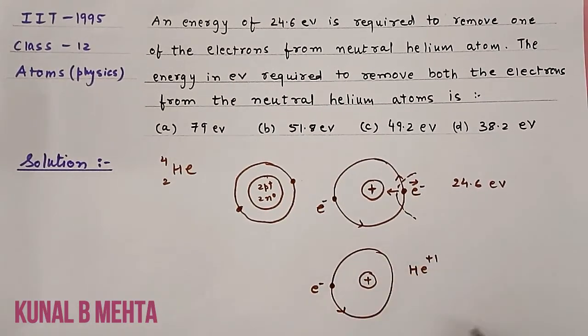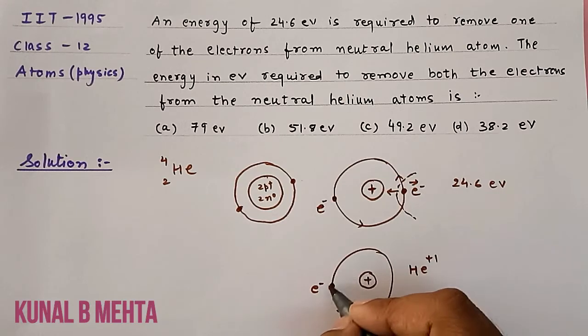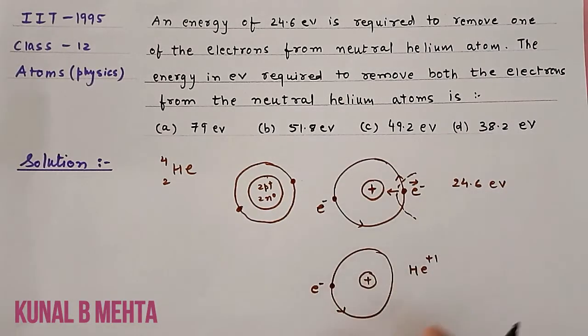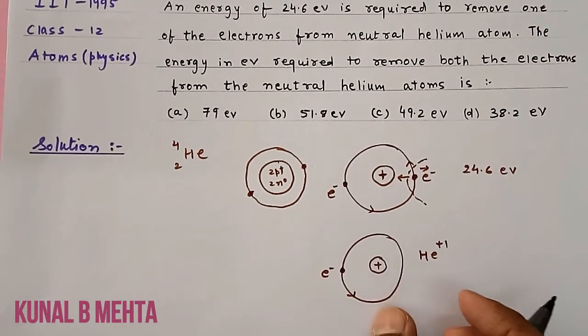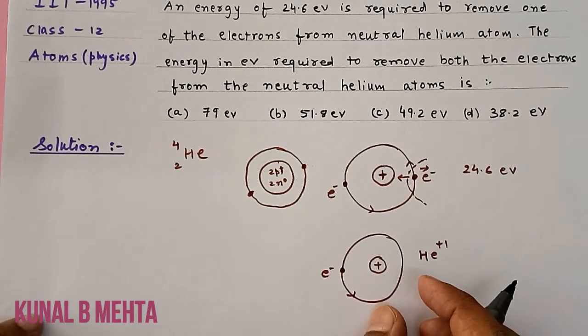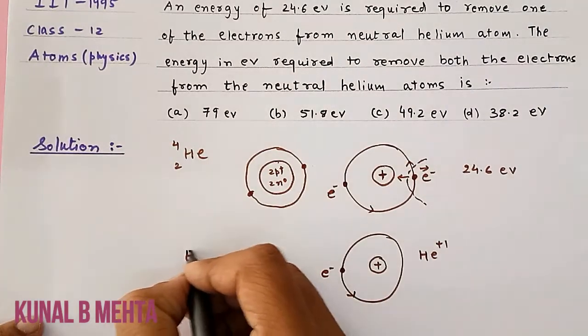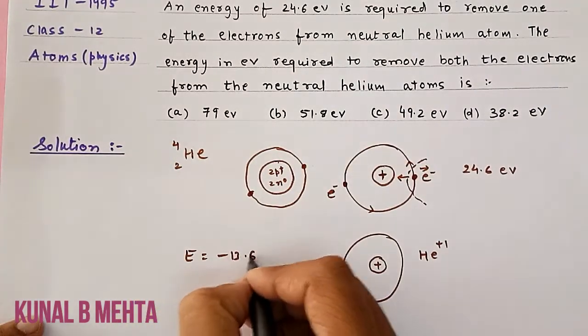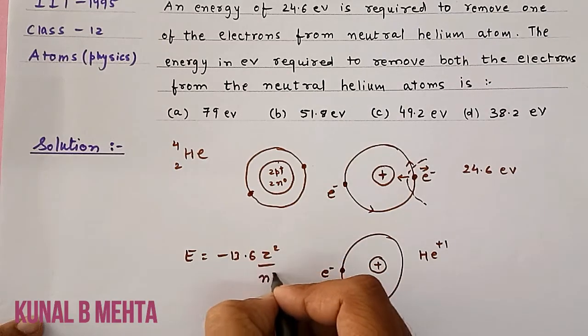So now this is called a hydrogen like atom because it has got only 1 orbit, and that too 1 electron in it, so they are called hydrogen like atoms. So we can apply the formula of energy. E is equal to minus 13.6 Z square upon N square.